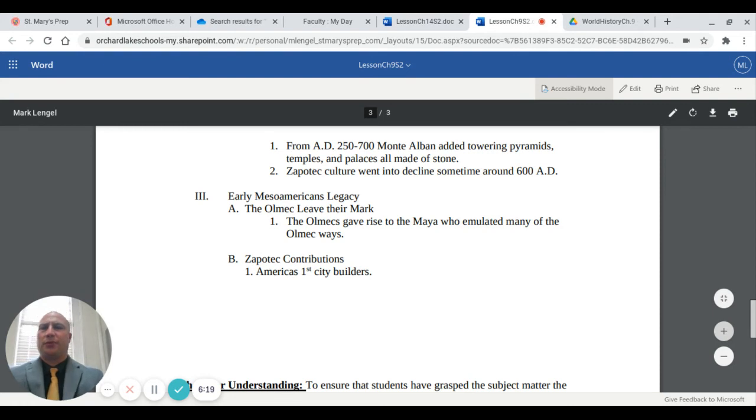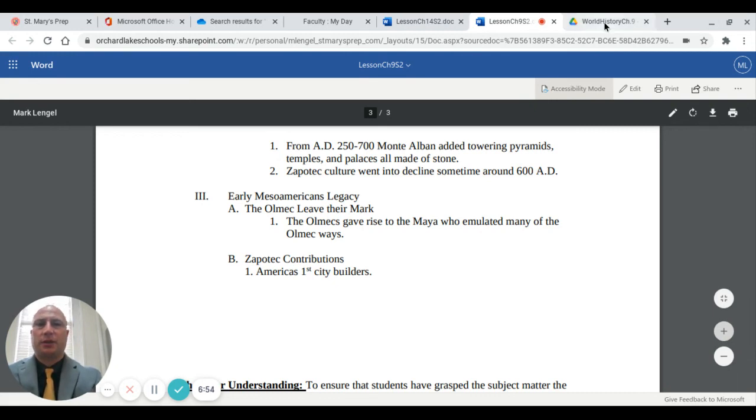Roman numeral 3 is going to talk about the early Mesoamerican legacy. The Olmec basically left their mark by becoming the mother culture and giving rise to the Mayan peoples, and then the Toltec, and then eventually the Aztec people. So they're a mother culture. That's really one thing that you want to remember about the Olmec. For the Zapotec, you want to remember that they are the Americas' first true city builders, Monte Alban being the first urban center of the Americas.